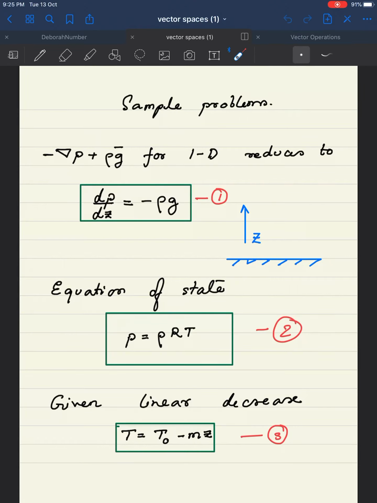Okay, welcome back everyone. Today we have to discuss the two sample problems that are still outstanding, and both the problems concern fluid statics. For the first problem, we have to observe that the generalized equation that we had discussed, which was minus delta p plus rho g equal to 0, for 1D reduces to this particular form: dp/dz equal to minus rho g, where z is counted from a datum up and gravity is going down.